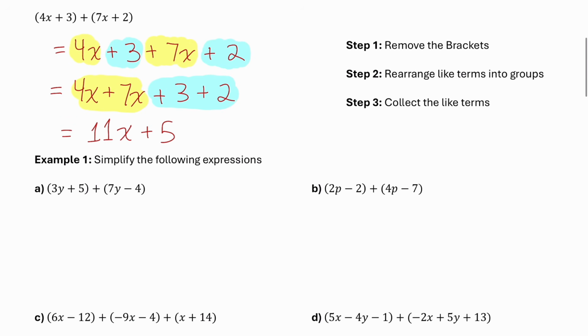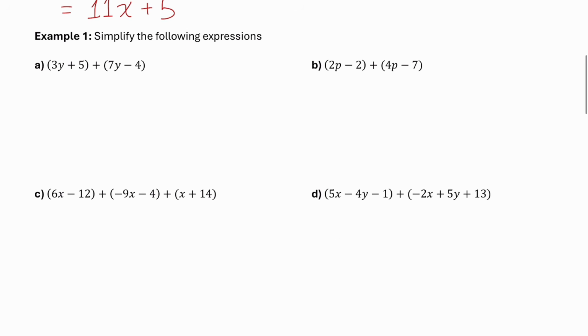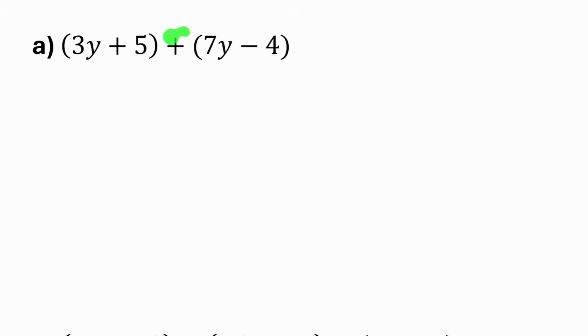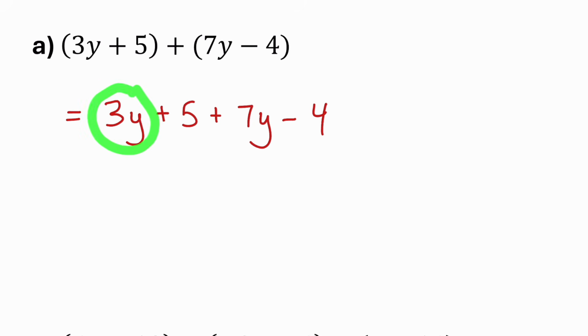And now let's go ahead and try a few different practice questions where we add different polynomials together. Example 1a, I'm adding these 2 binomials. Well, when adding polynomials together, step 1, remember, is to just drop the brackets. And now I want to rearrange these terms so that like terms are grouped together. I have a 3y plus a 7y. Those are like terms. And I have these constants 5 and negative 4.